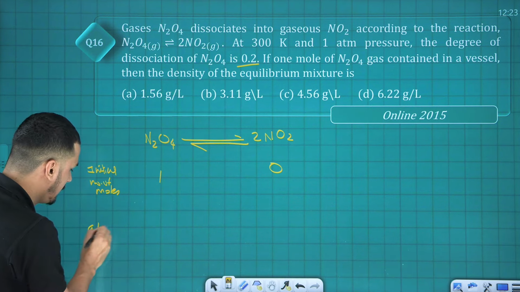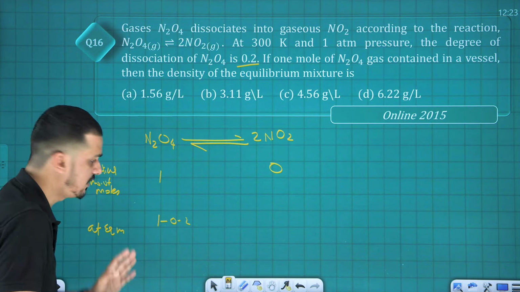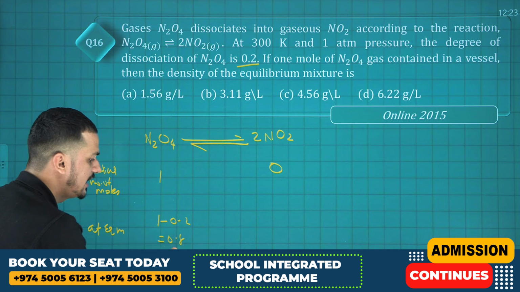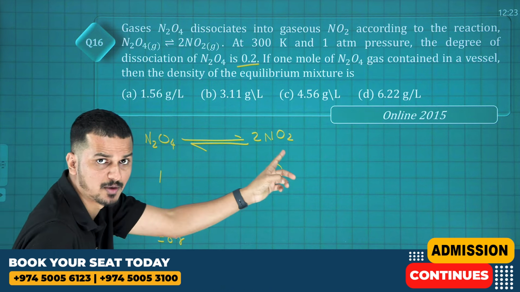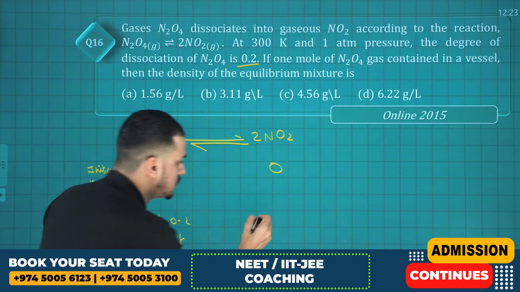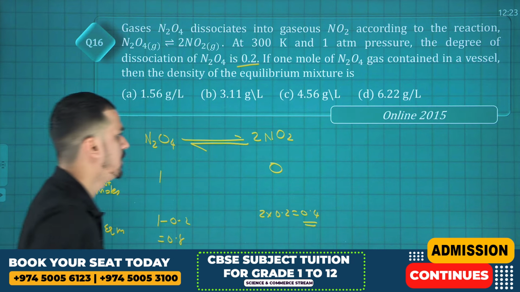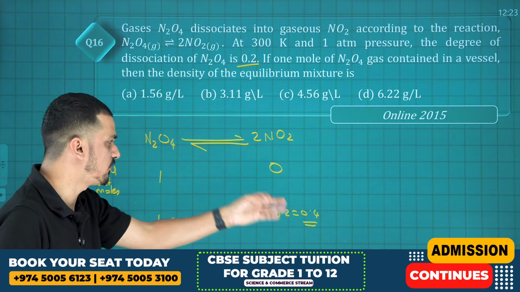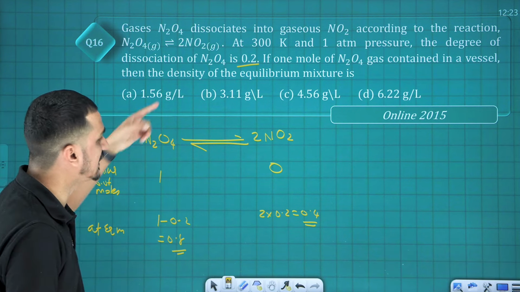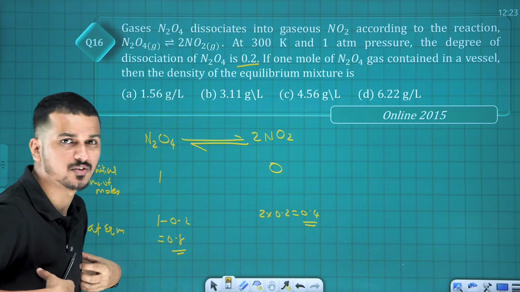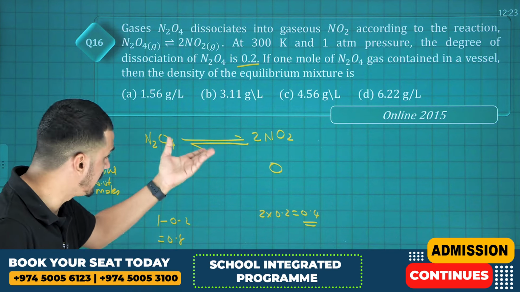Then at equilibrium, 1 minus 0.2, since 0.2 reacted, that means 0.8 will be remaining there. If 1 is reacted, 2 will be forming. So 0.2 reacted means 2 into 0.2, that's equal to 0.4 moles of NO2 will form there. Now what do we have to find out? The density we have to find out. So first of all we have to find out what?